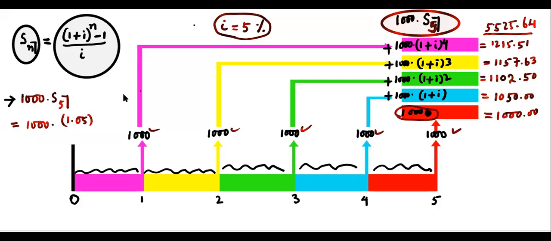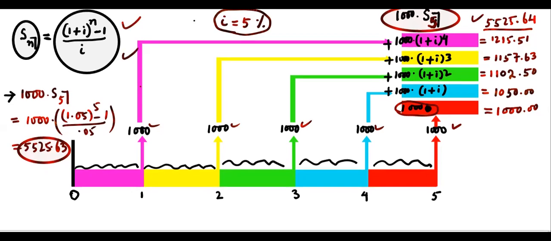1.05 power 5 minus 1 divided by 0.05. This way you have to find, and then you have to match the answer. You will get approximately the same, 6.3 we are getting here. There is a little bit of difference. That is due to rounding up. We are using a calculator. So we'll try to use this formula and you will see the proof in the next class.